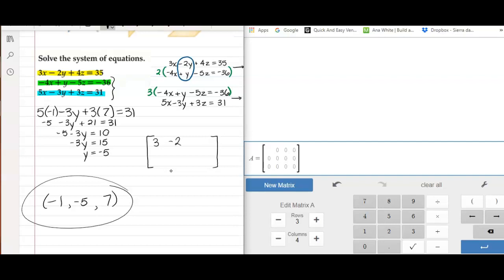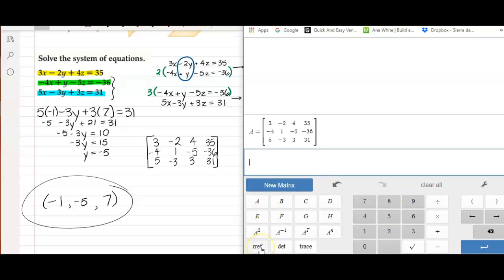3x minus 2y plus 4z is 35. Negative 4x plus 1y minus 5z is negative 36. 5x minus 3y plus 3z is 31. That's what we're typing into our matrix. 3, negative 2, 4, 35. Negative 4, 1, negative 5, negative 36. 5, negative 3, 3, 31.